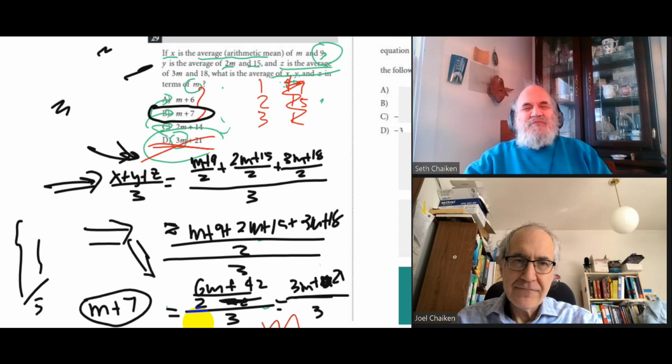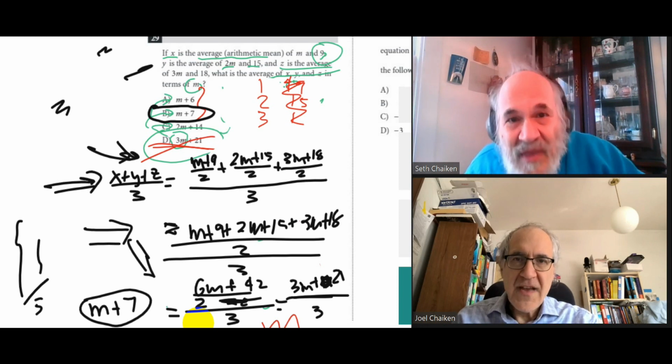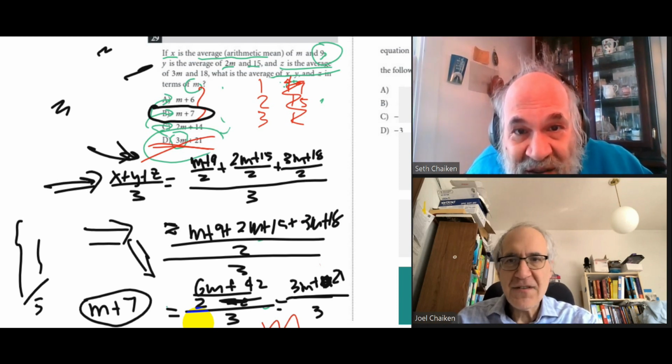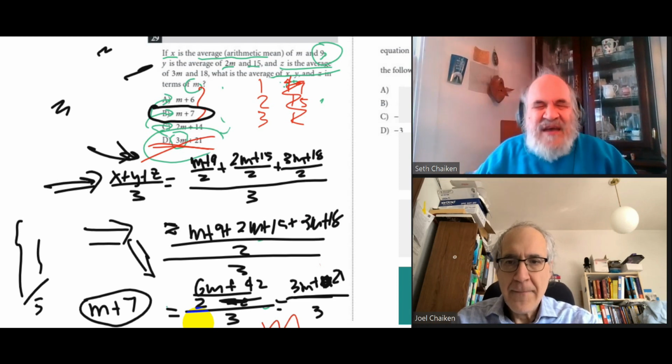The reason you could prove that this is true is by generalizing the calculation that we showed you. But you might have known that ahead of time. If you realized that, you could have simply added the 3 values, x, y, and z, that they gave you. Added, not the averages, but added: m plus 9, 2m plus 15, and 3m plus 18. Add those 3 up.